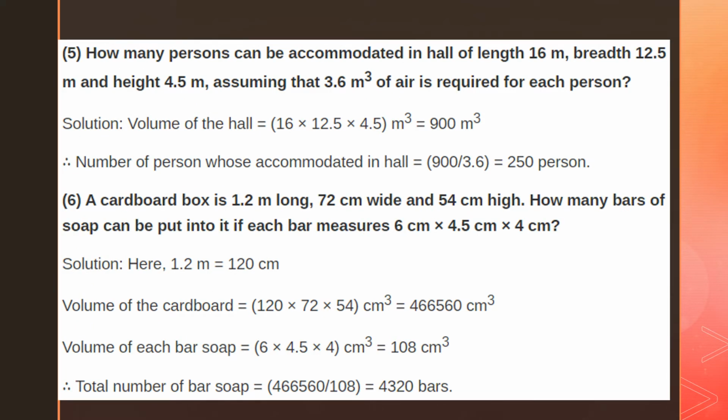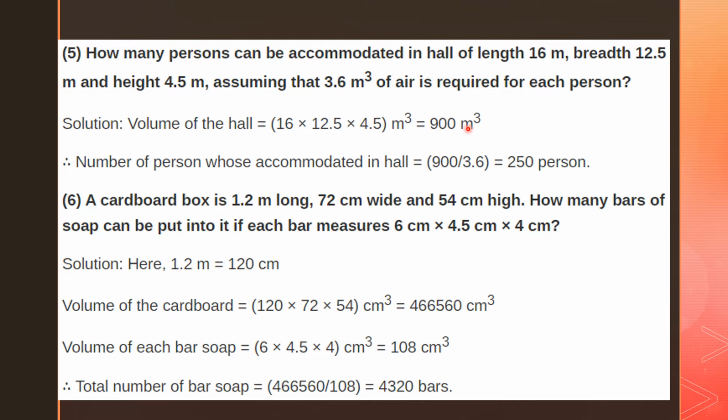How many persons can be accommodated in a hall of length 16 meter, breadth 12.5 meter and height 4.5 meter, assuming that 3.6 meter cube of air is required for each person? What is the volume of the hall? 16 into 12.5 into 4.5, that is length into breadth into height. Meter into meter into meter is meter cube. We get 900 meter cube.